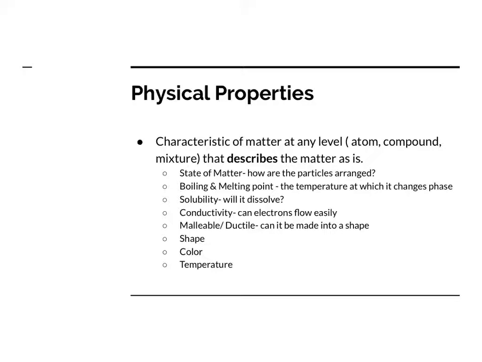We can include physical properties to be things like shape, color, temperature, even measurable properties like mass, density, volume. Those are all physical properties because they describe the matter as it exists. So if you just looked at it and you were able to use your 5 senses to observe, you would be able to describe a physical property.